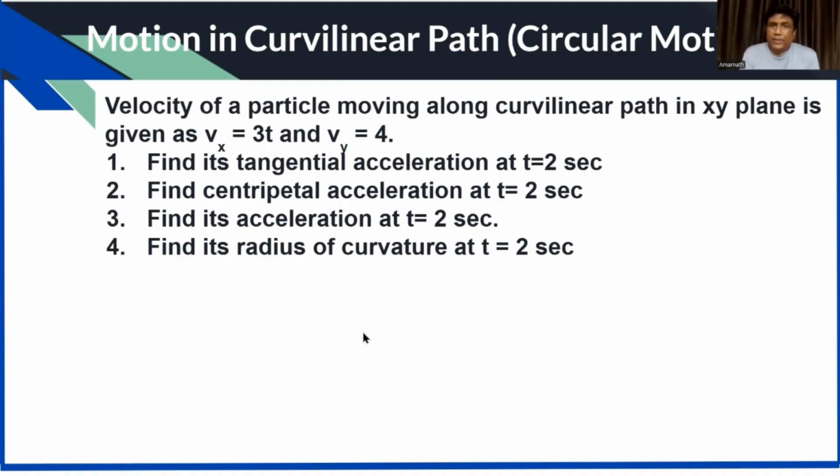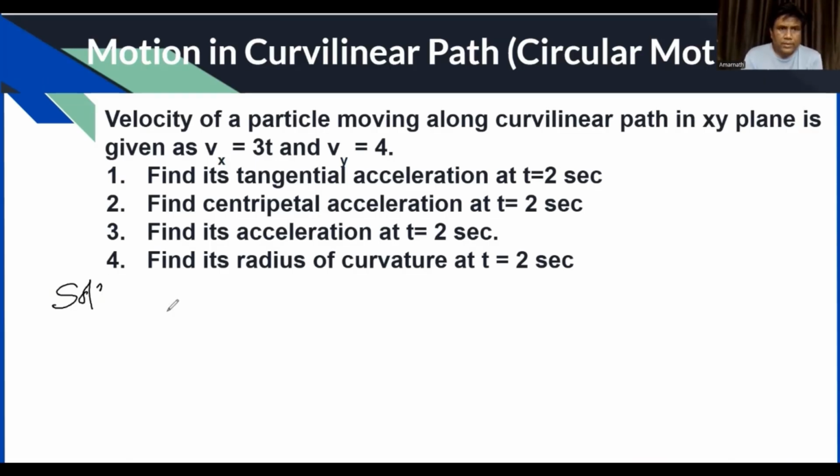Velocity of a particle moving along a curvilinear path in the xy plane is given by Vx equal to 3t, Vy equal to 4. Find its tangential acceleration at t equal to 2 seconds. Find its centripetal acceleration at t equal to 2 seconds. Find its acceleration, meaning net acceleration, at 2 seconds. Find its radius of curvature at t equal to 2 seconds.